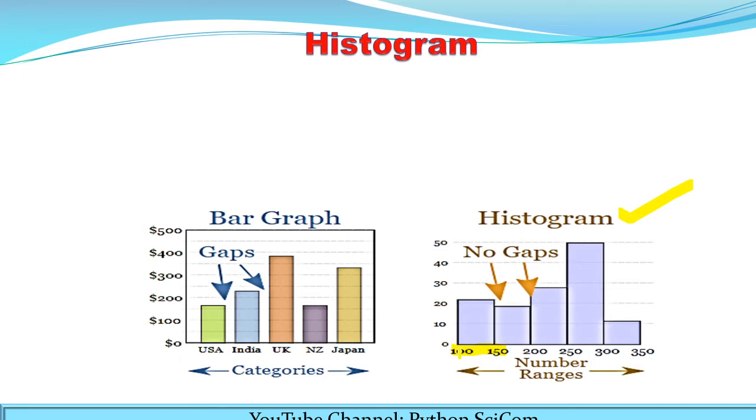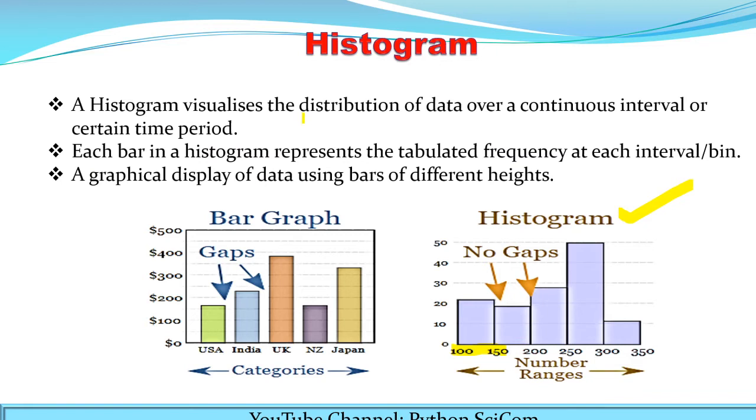Clear? We have the range 100 to 150, then 150 to 200, next will be 200 to 250, 250 to 300 and so on. So it is the continuous interval, so there will not be any gaps when we are drawing the histograms. So the range will be represented along the x-axis and the frequency will be represented along the y-axis. So histogram is the visualization of data over the continuous interval. This is very much important. It is continuous interval or the certain time period.